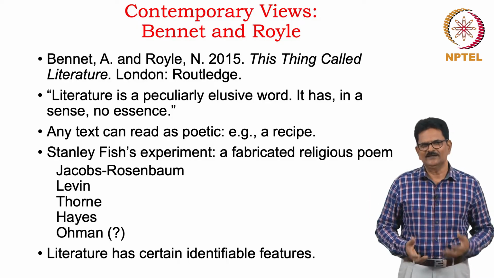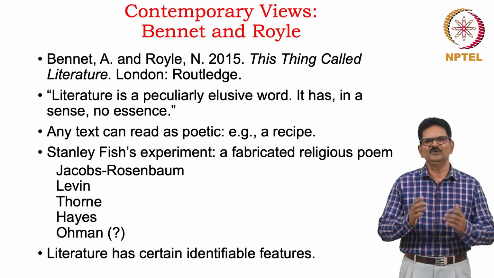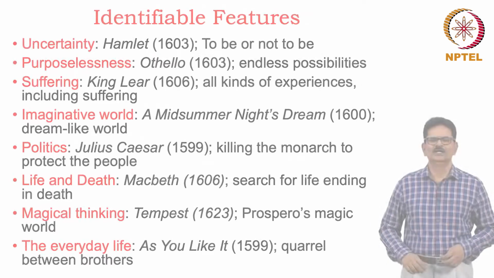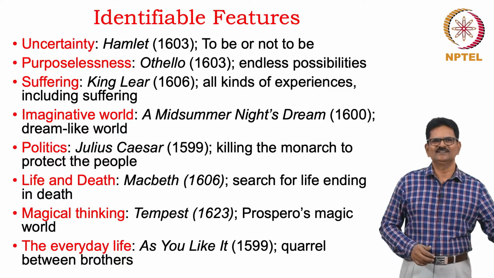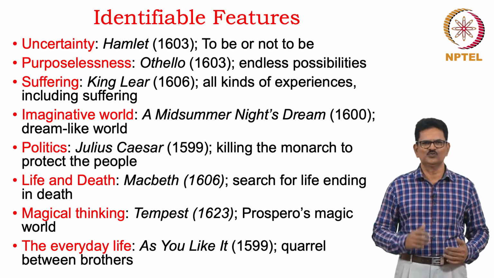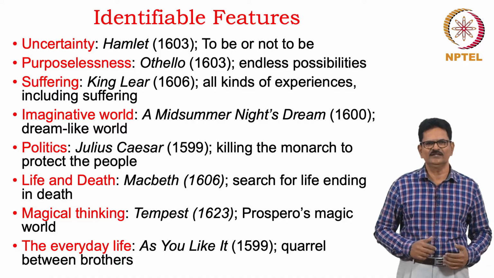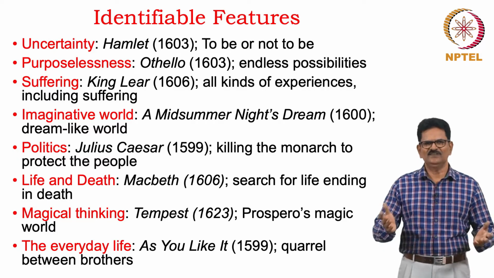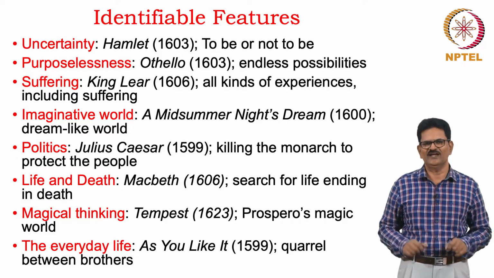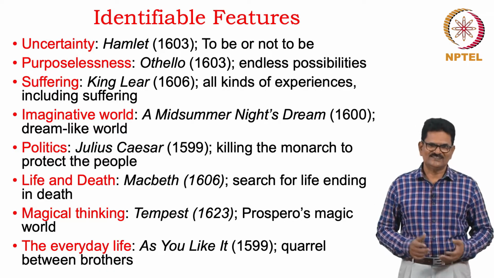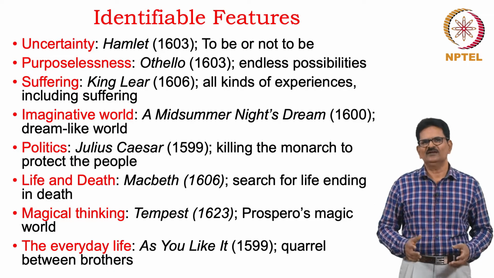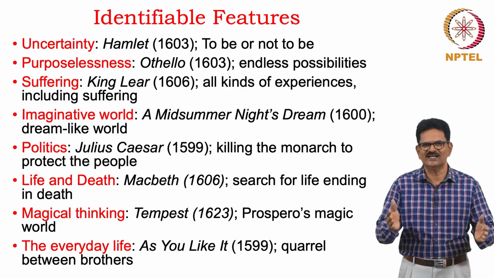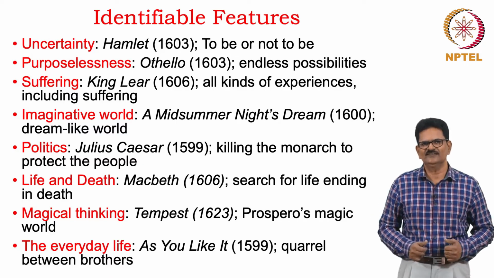Now if this is a case, then how do we identify a good piece of literature or any piece of literature for that matter? Let us see certain identifiable features. There are certain features like uncertainty, purposelessness, suffering, imaginative world, politics, life and death, magical thinking and everyday life. Let us see some examples for each of them. Uncertainty can be seen in Hamlet through that famous phrase, to be or not to be. Purposelessness can be seen in Othello, where we have endless possibilities of meaning, which is true, which is not true, which is love, which is envy, which is jealousy and things like that we can see.